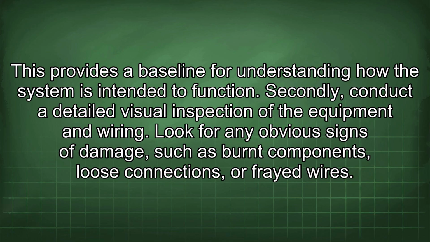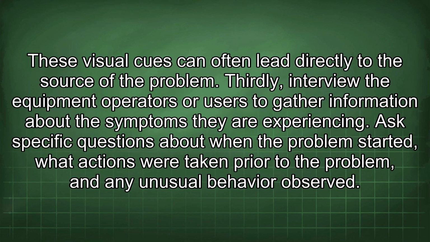Secondly, conduct a detailed visual inspection of the equipment and wiring. Look for any obvious signs of damage such as burnt components, loose connections, or frayed wires. These visual cues can often lead directly to the source of the problem. Thirdly, interview the equipment operators or users to gather information about the symptoms they are experiencing. Ask specific questions about when the problem started, what actions were taken prior to the problem, and any unusual behavior observed.